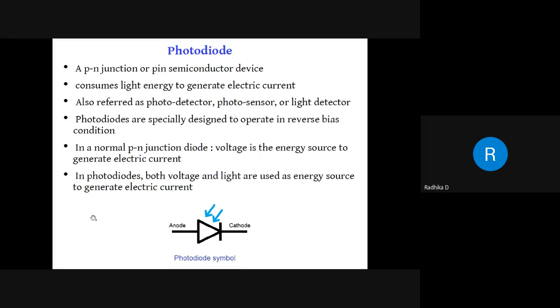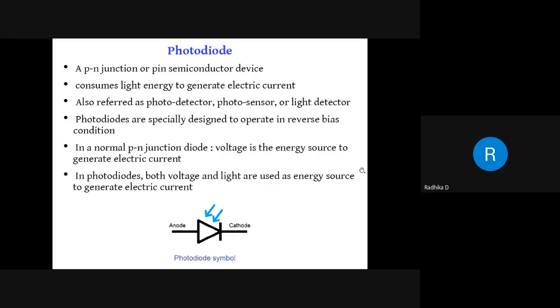So now it's a PN junction diode working in reverse bias condition. Obviously, you will ask me one question: does not breakdown happen? No, it doesn't. Read this. They are specially designed to operate in reverse bias condition. So basically, the current produced will be very, very less, in microamps. By controlling the amount of doping and all, they have been designed.